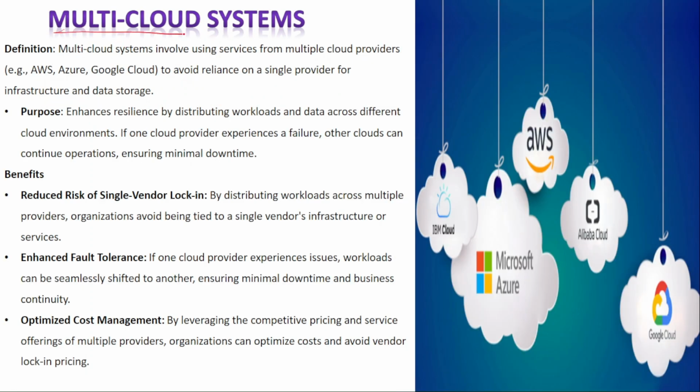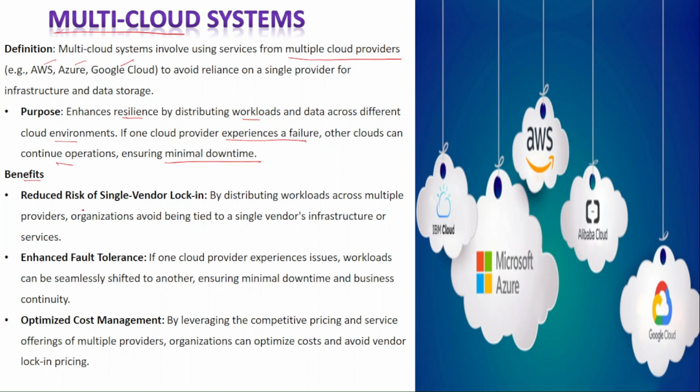So what is a multi-cloud system? A multi-cloud system basically involves using services from multiple cloud providers such as AWS, Azure, and Google Cloud. So when you use services of multiple cloud providers, this system is known as multi-cloud, to avoid reliance on a single provider for infrastructure and data storage. The purpose is that it enhances resilience by distributing workloads and data across different cloud environments. If one cloud provider experiences a failure, other clouds can continue operation, ensuring minimal downtime.